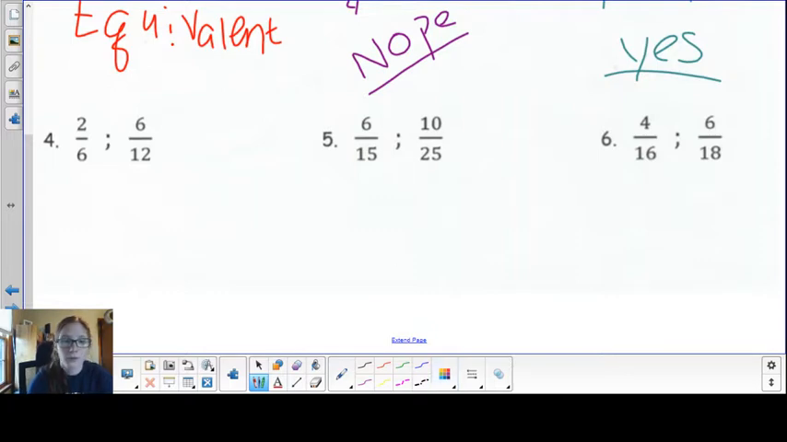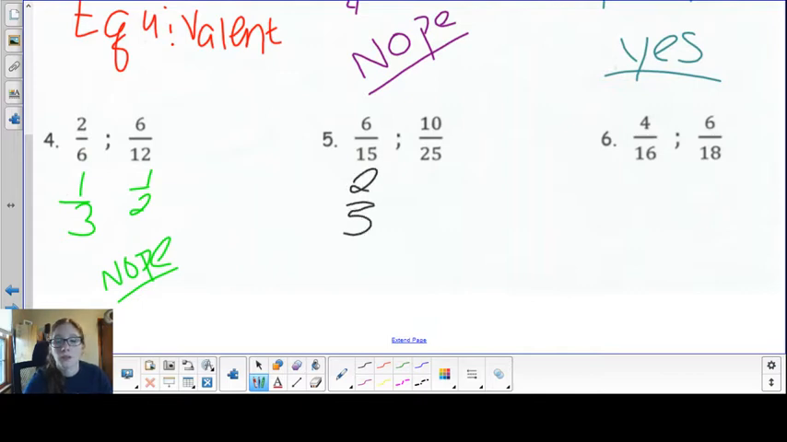2 over 6 can reduce down to 1 over 3. Good. 6 over 12. A half. So nope, not equivalent. Six and 15 can divide by 3, so I get 2 over 5. 10 and 25 can divide by 5, so I get 2 over 5. So yes, they are equivalent.